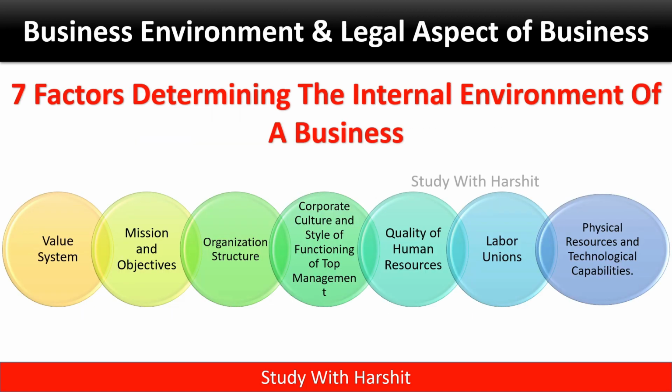Seven factors determining the internal environment of a business. First one, value system. Second, mission and objectives. Third, organization structure. Fourth, corporate culture and style of function of top management. Fifth, quality of human resources. Sixth, labor unions. And seventh one is physical resources and technological capabilities. These are the seven factors determining the internal environment of a business.